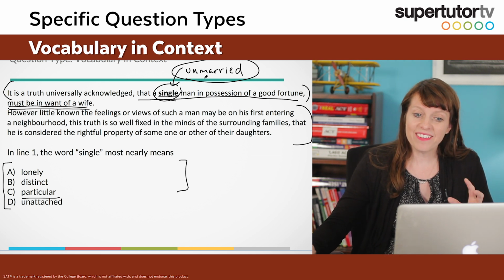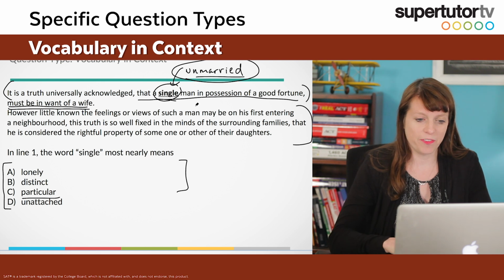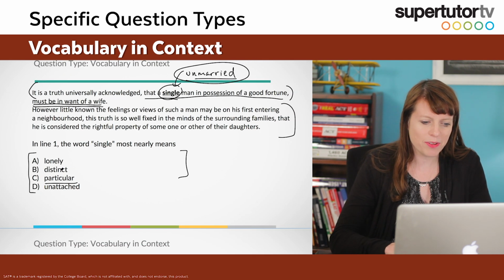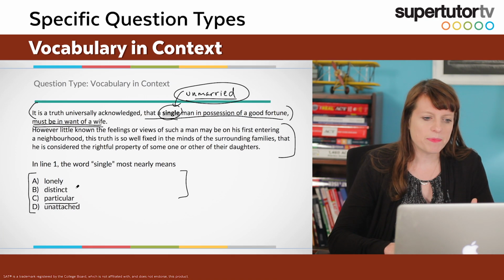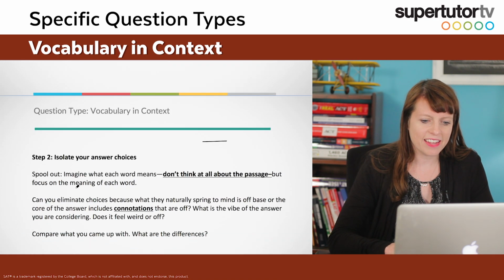The goal is to hang on to this. That's your gold, your perfect answer. So that's how we find the perfect answer. But sometimes you look down and you go, I have no idea which of those means unmarried. And so then I go to step 2. And again, step 2 is isolate your answer choices.